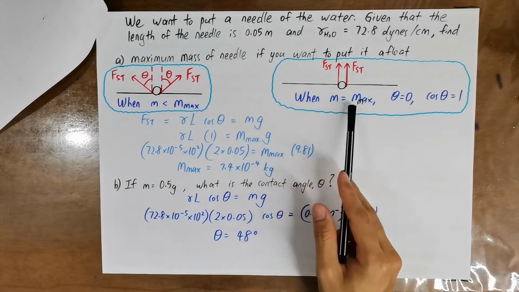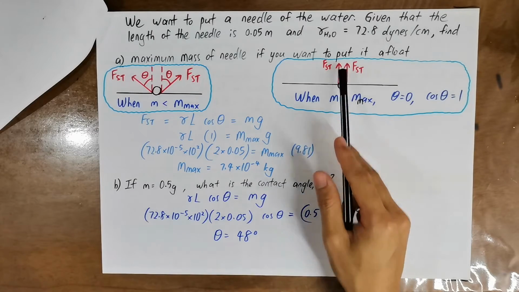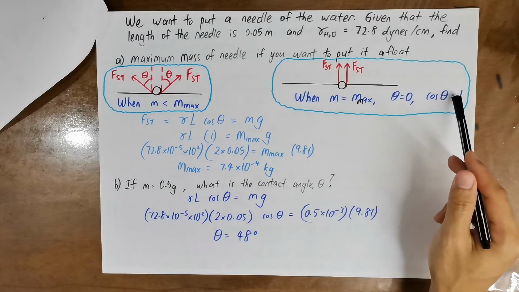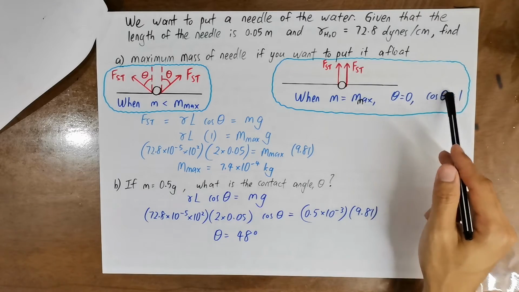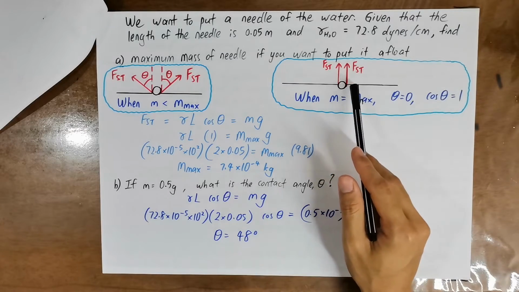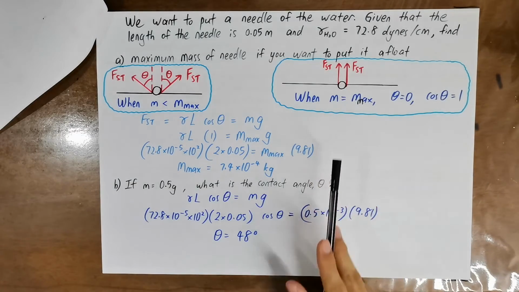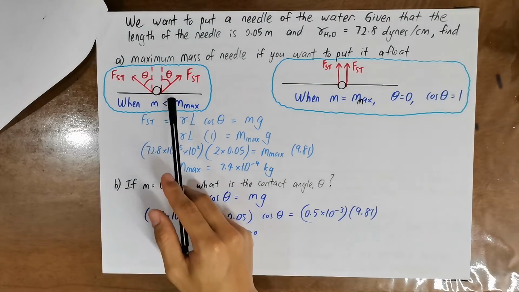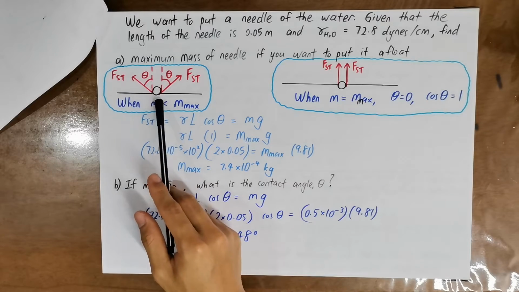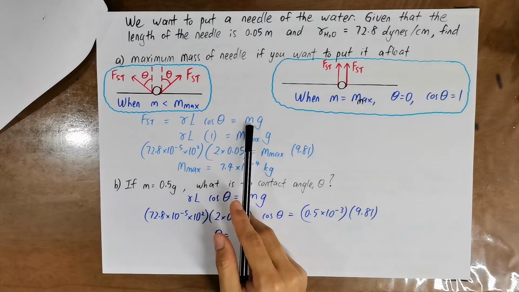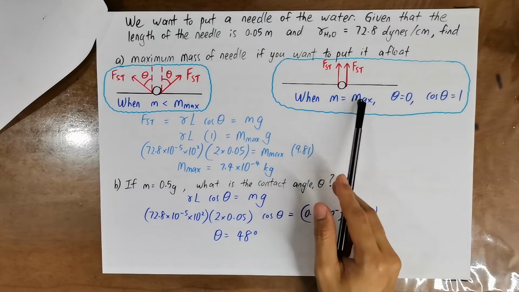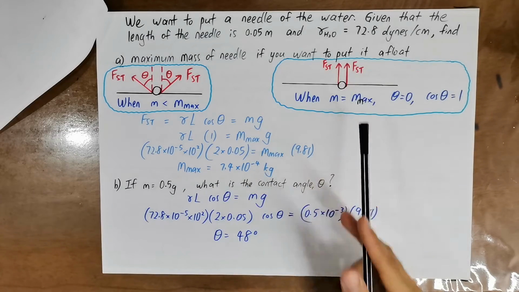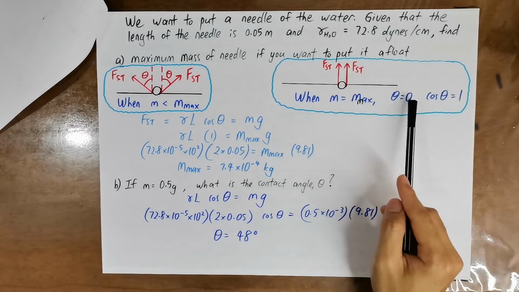When the mass is maximum, the contact angle is actually 0, because when theta equals 0, cos theta equals 1, which is the maximum value of the cos function. So the surface tension force will act directly upwards. The surface tension force is equal to gamma times the effective length times cos theta, which equals mg. When m equals m max, cos theta equals 1 because theta equals 0, because the surface tension acts directly upward and the contact angle is 0.